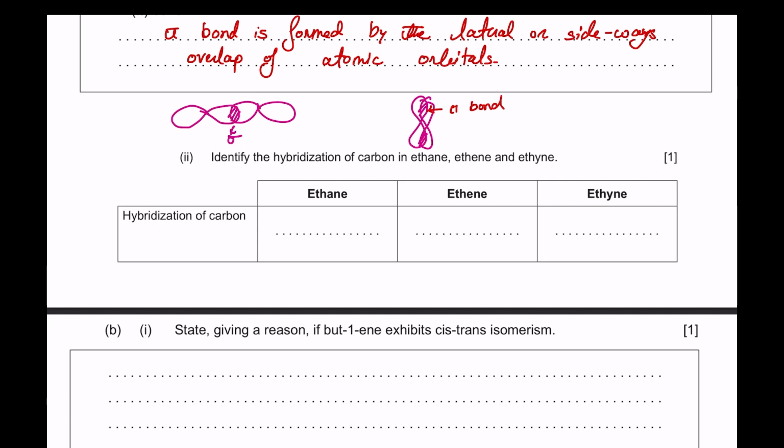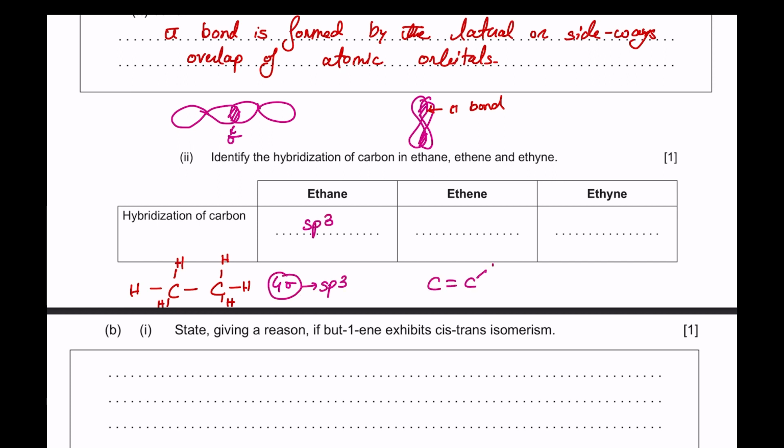Now the next is you have to identify the hybridization of carbon in ethane, ethene and ethyne. For finding the hybridization in carbon containing compounds, as I have told you, you have to count the number of sigma bonds around the atoms. For example, in ethane, there are 4 sigma bonds around each carbon atom. Every single bond is a sigma bond. Every double bond contains 1 sigma and 1 pi, and one triple bond contains 1 sigma and 2 pi. So if you have 4 sigma bonds, the hybridization will be sp3. So for ethane, the hybridization is sp3.